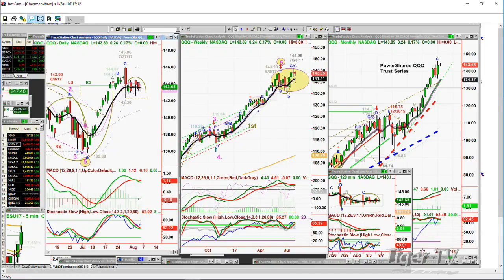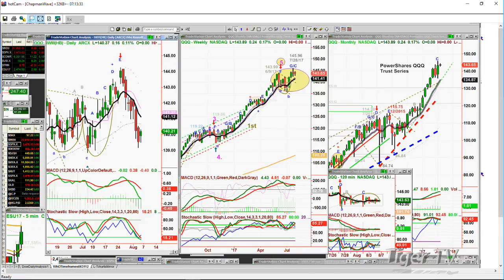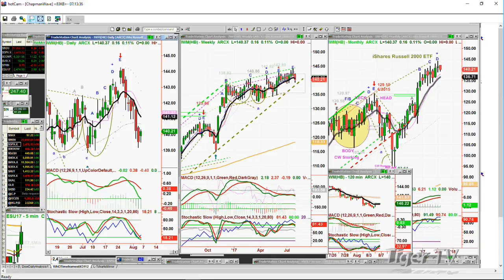Now let's just quickly go to the IWM. IWM 140 had a peak E, failed miserably in the daily. I'm calling this a leg F for now, probably a peak F in the weekly, and a leg D in the monthly. Most importantly, let's just go straight to gold.